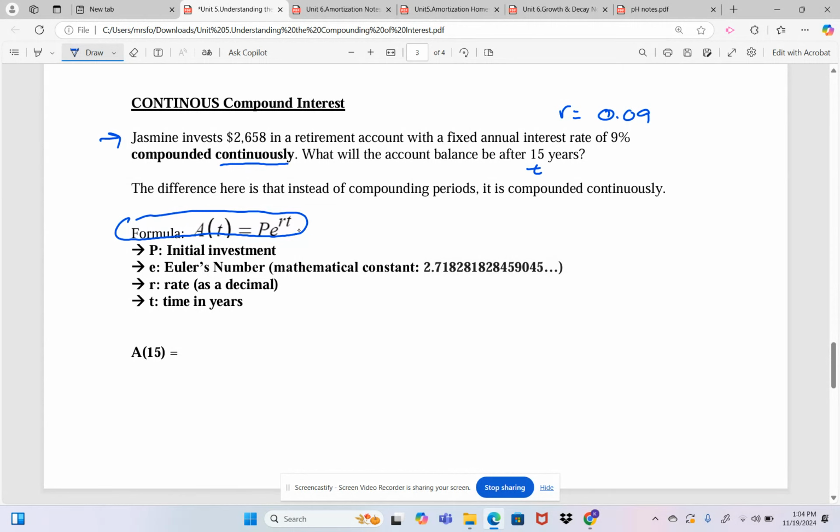To find how much will be in the account after 15 years, we substitute in. P, your initial investment. What did she invest? $2,658. E, R is 0.09 times your T, which is 15 years. This is in the packet from last Tuesday. It should be continuing where we left off.